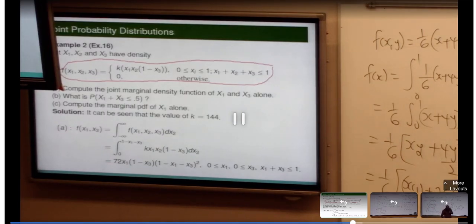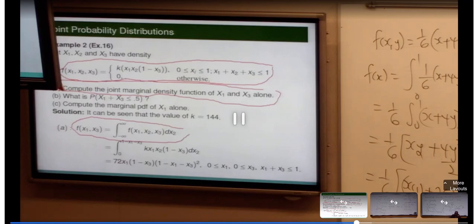Okay. Now, let me say here, I want to answer the question that has to do with part A. Marginal X1 and X3 out of all of that. Take a look at this. What am I integrating with respect to? X2, because I'm not interested in X2. I only want to focus on X1 and X3. That was what the question talked about.